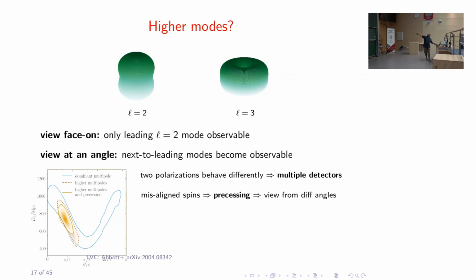So if you really are able to observe the higher mode waveforms, then different higher modes would have slightly different angular dependencies, and that can tell you the inclination better. And if you are able to measure different polarizations, then different polarizations would also be able to tell you the inclination better. So having multiple detectors would also help break this distance inclination degeneracy in the future.